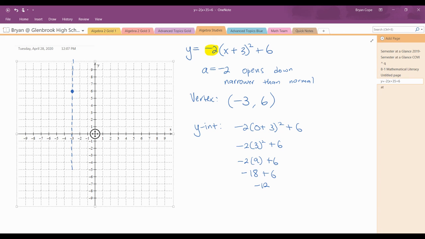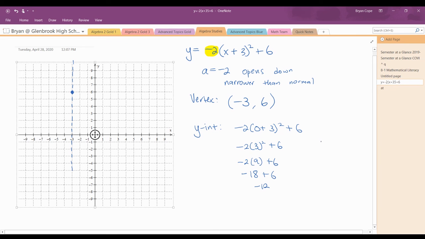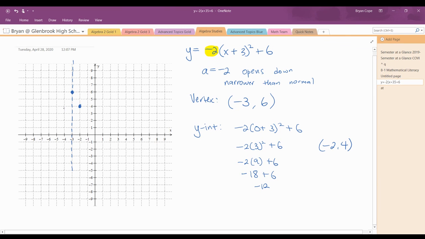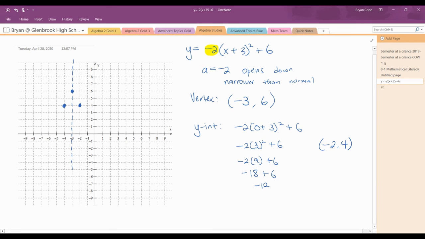So what we can do is that we can plug in points that are nearby the vertex. So we can plug in -2 for x. I'm going to actually just do that on my calculator to save us a little bit of time. So if I plug in -2 for x, what I end up getting out is 4. So we end up seeing the point (-2, 4). Well, (-2, 4) lies there. And then we get for free that other point on the other side of the parabola. So that's convenient.